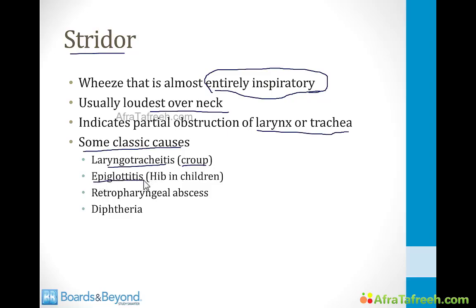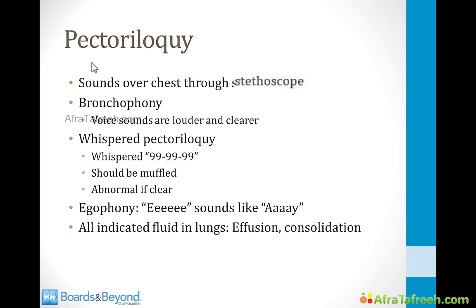Epiglottitis is very rare in the United States because children are vaccinated for Haemophilus influenzae. But if children are not vaccinated, then they can get epiglottitis, which can cause stridor. If you have an abscess in the retropharynx, this can cause stridor. And then finally, diphtheria causes a membrane of inflamed tissue in the back of the throat, and this can give stridor as well.